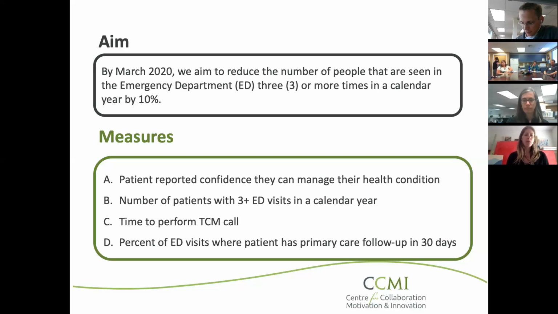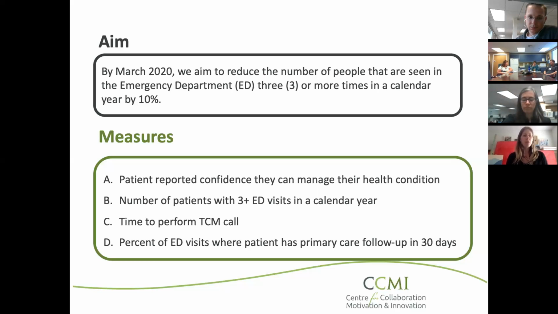Number of patients with 3 or more ED visits in a calendar year, B, is what I would consider to be, in this case, the outcome measure. It's not the ultimate outcome, which is that we want to have a healthy population. But when we're framing up our improvement project, that's really the outcome that we're looking for.